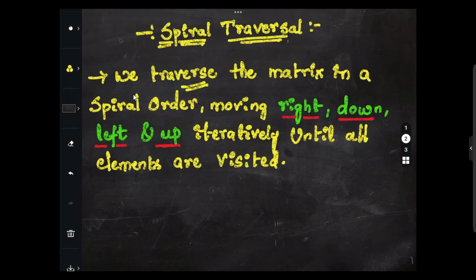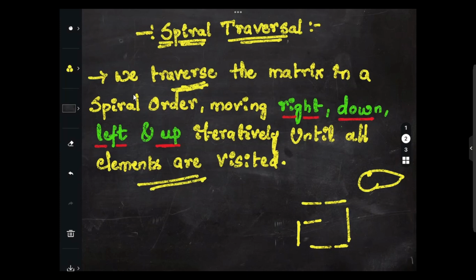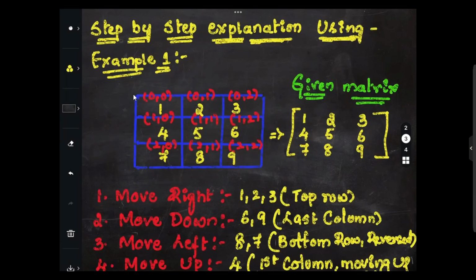We traverse the matrix in spiral order, moving right, down, left, up, iteratively until all the elements are visited. After up, we will again move right if elements remain, in the middle or the last few elements that are left. So we traverse the matrix in spiral order, moving right, down, left, and up iteratively until all the elements are visited.